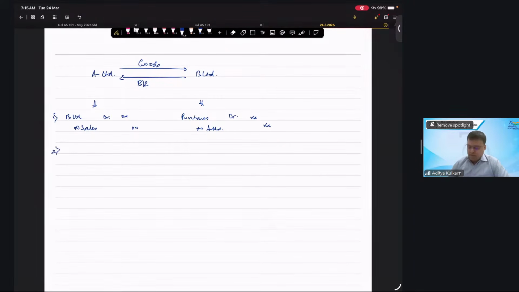Second entry, A Limited draws a bill on B Limited. B Limited accepts and sends back the bill. So here the entry will be what? Bills receivable account debit to B Limited. Do you remember these entries? Yes, sir. Then what entry would happen?